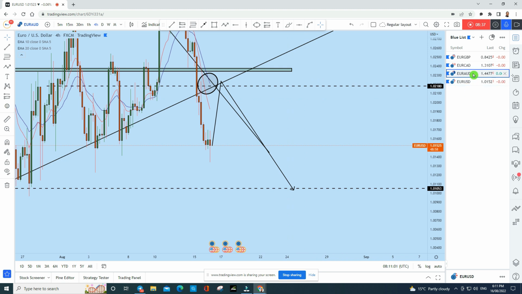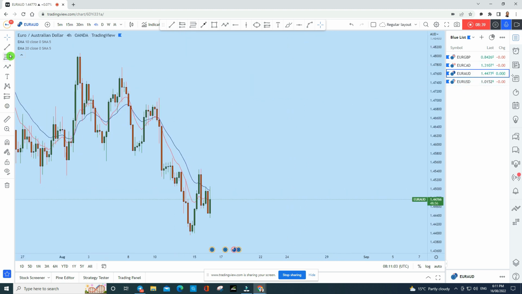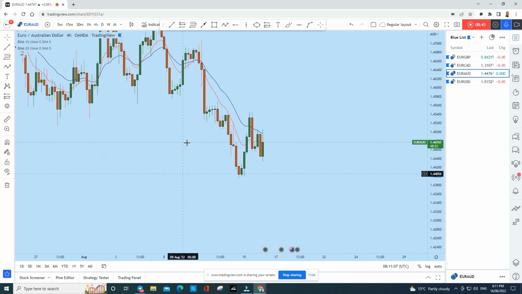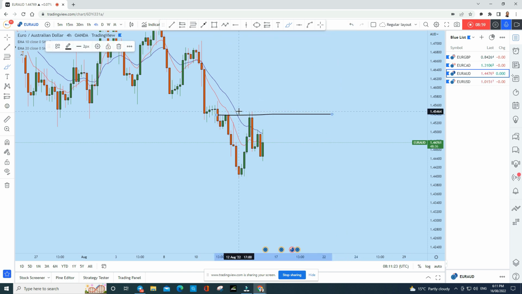Now let's look at EURAUD. You can see that EURAUD has already created quite a few manipulations, and there is already strong bearish price action on EURUSD. You see that there is a double top formation here on EURAUD on the 4 hour time frame, and it crossed this high, grabbed the liquidity, and a strong bearish engulfer has broken down.